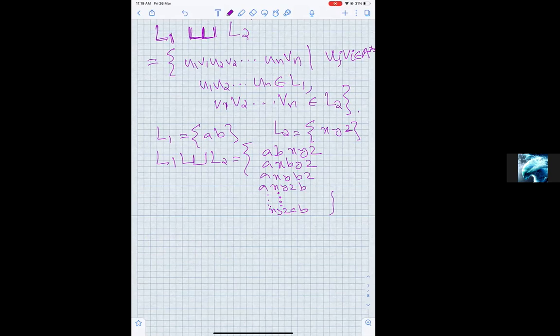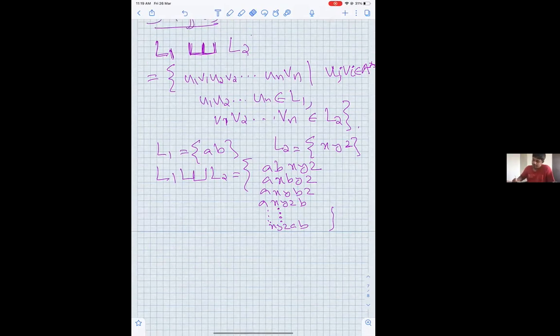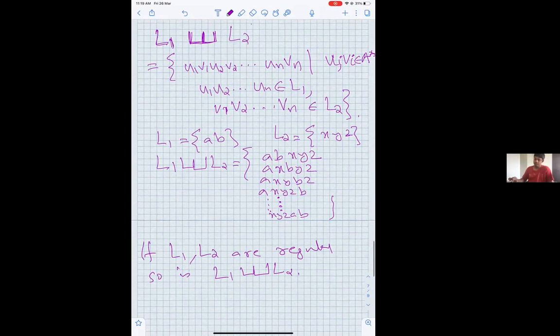So let's try to prove that. If L1 and L2 are regular, so is L1 shuffle L2. How do we prove this? Take the finite state automata for both and non-deterministically switch between them.